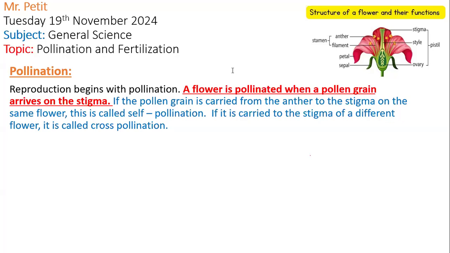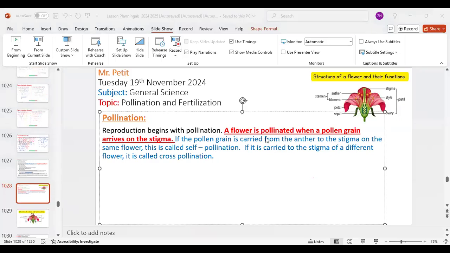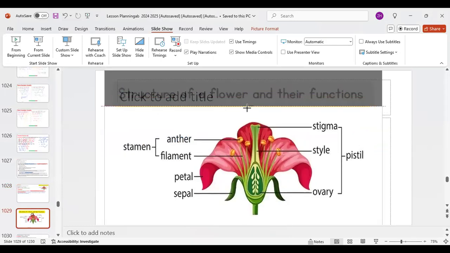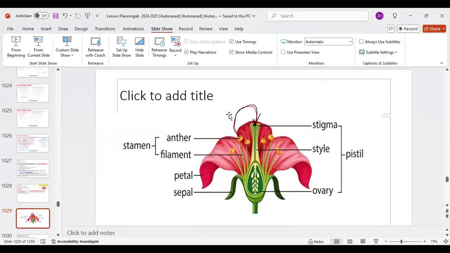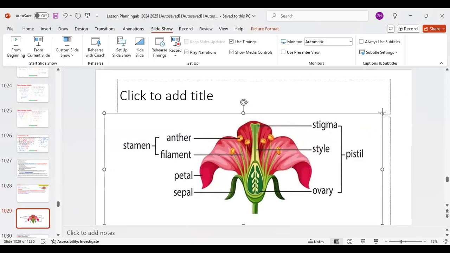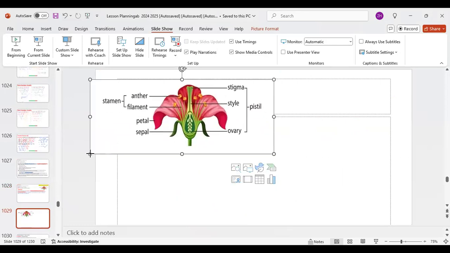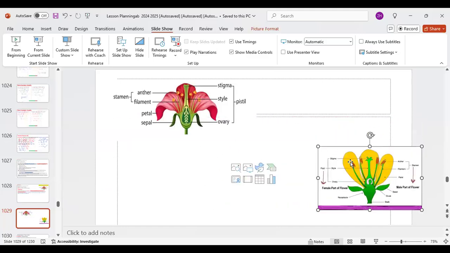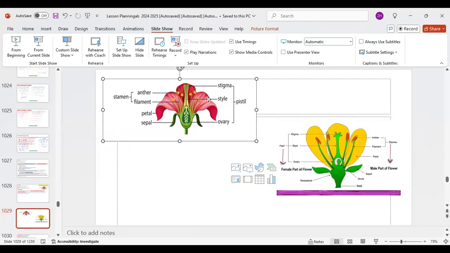Cross-pollination is when, go ahead, Sashni. Cross-pollination is when the pollen is carried from a different plant to the stigma of another plant, and self-pollination is when it's from the same plant to the same plant. Very good. Say it again, please. Self-pollination is when the pollen is carried to the stigma of the same plant. And cross-pollination is when the pollen is carried from another plant to the stigma of another plant. Very good.